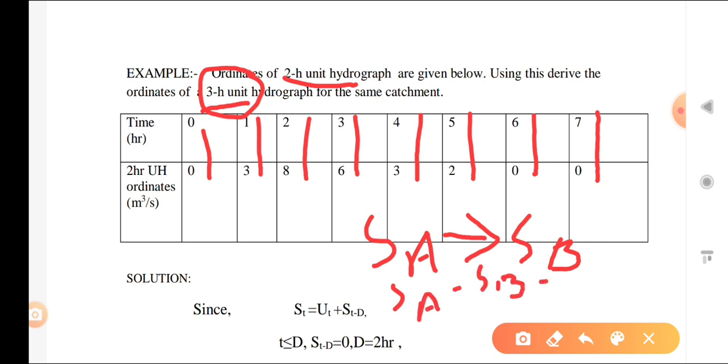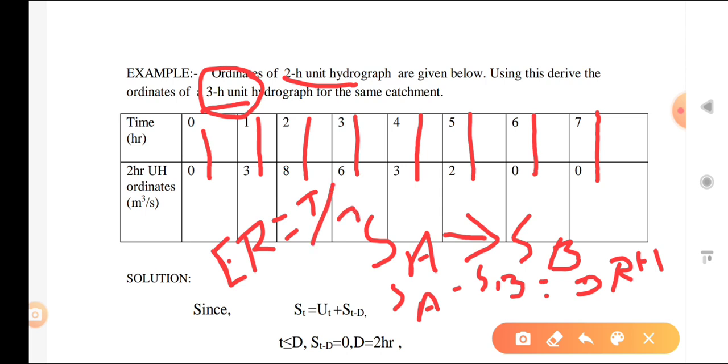What is SA minus SB? It is the DRH. So we have found the DRH, and what is the effective rainfall for that DRH? Effective rainfall is T by D. What is T? T is 3 here, and what is capital D here? It is 2. So effective rainfall is 3 by 2.